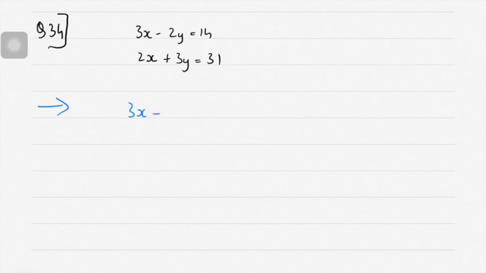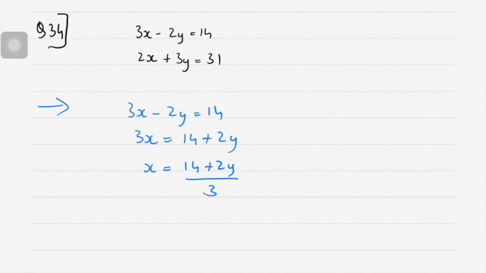First, take any one equation. I am taking the first equation. So my first equation is 3x minus 2y is equal to 14. Express x in terms of y. Find the value of x using this equation. So I'll take 2y that side, so it will become 14 plus 2y. And I'll take 3 also that side. So x is equal to (14 plus 2y) upon 3. So this is the value of x in terms of y.